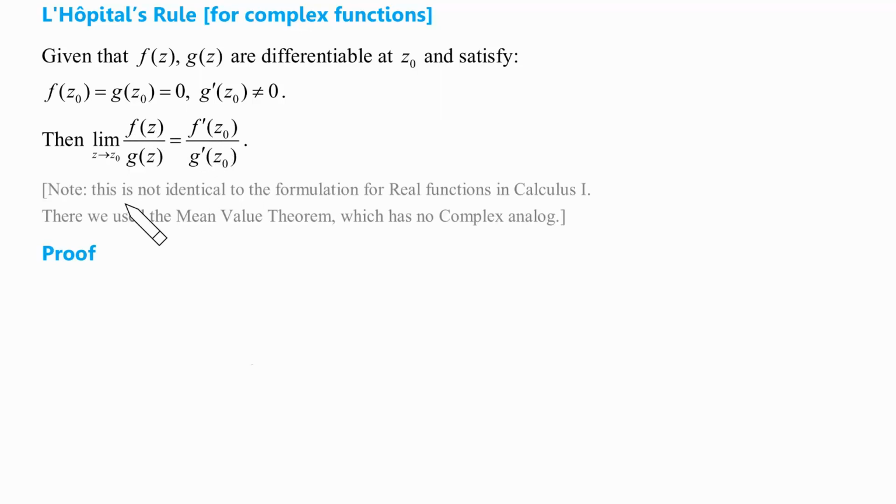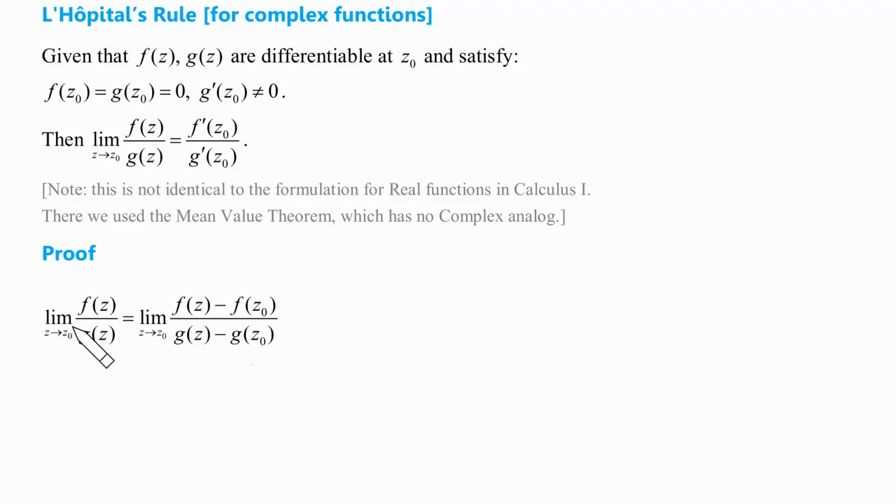And I'll mention that this is not identical, though it's similar to the formulation for real functions from Calculus 1 for the 0 over 0 case, and there we used the mean value theorem in the proof, but there is no mean value theorem in the case of complex functions, so we'll do it a bit differently. So now the proof.